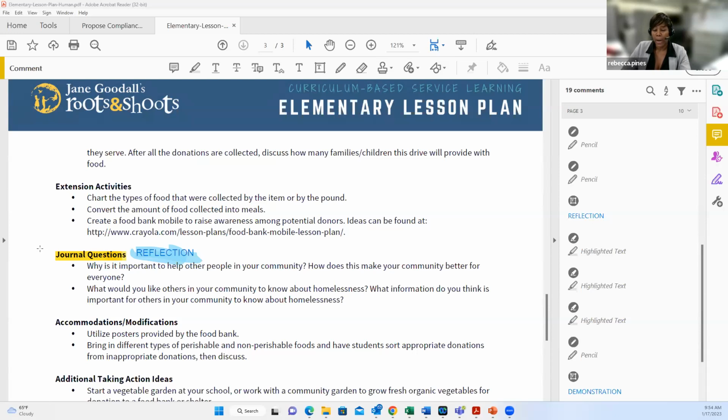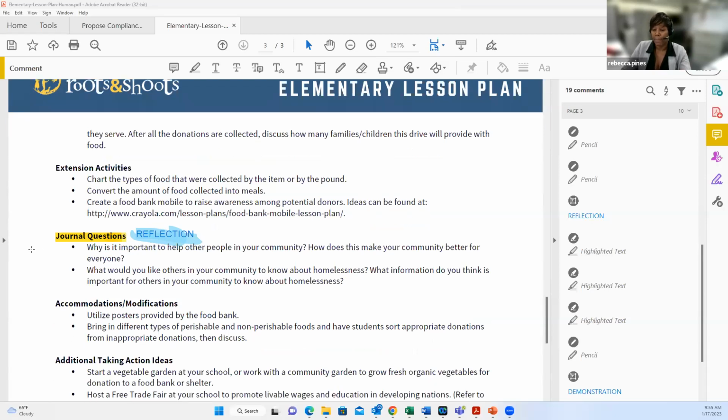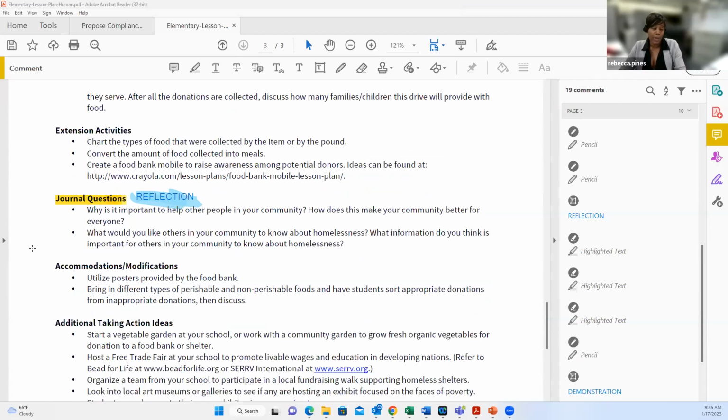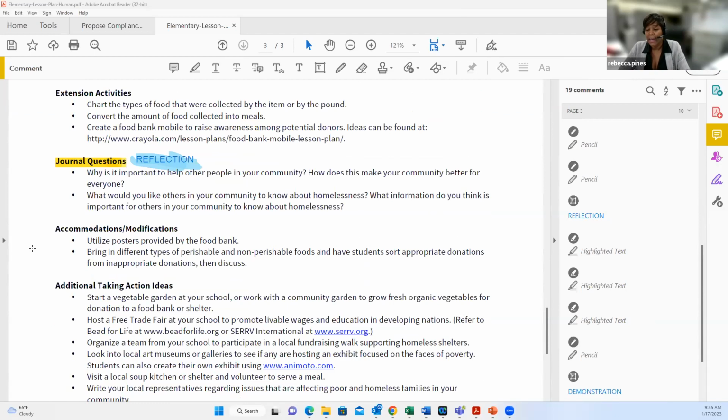mobile to raise awareness about the potential donors. And this was a list of, or a website where you can find different ideas on how to elaborate on that particular service project. And then the next thing is reflecting. They have to reflect on the work that they did with this service learning project. Why is it important to help other people in the community? So these are things that the students need to reflect on and be able to give you some type of insight on what they gathered from participating in this particular service learning activity.